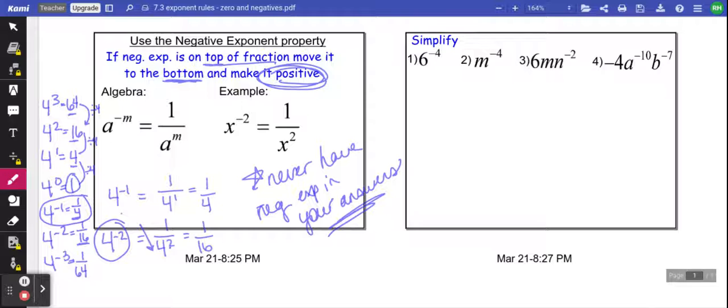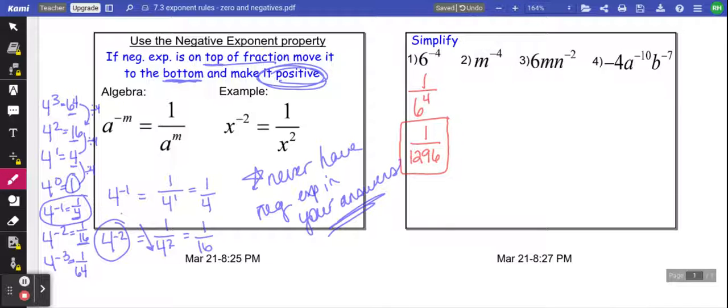Okay? So let's practice a couple of those. Kind of confusing at first. 6 to the negative 4, again, is like a fraction. So it's going to be 1 over 6 to the 4th. And 6 to the 4th can be solved, which is 1 over 1,296.